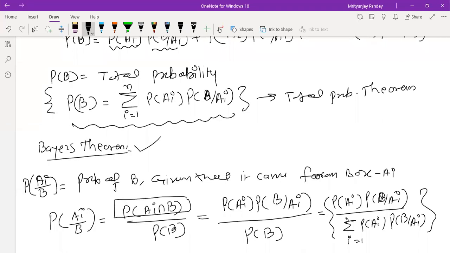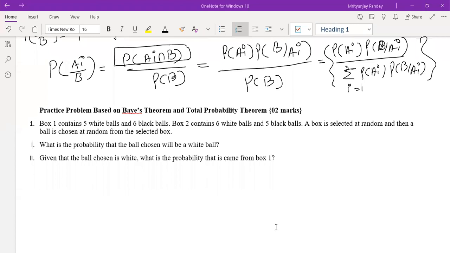So let's understand this formula by using some example so that you can understand properly, right? Okay, so this is your first question related to Bayes theorem.